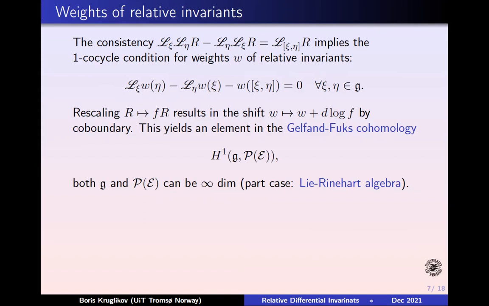Okay, so this is coboundary. So we have that W actually are one cocycles modulo one coboundary, and this identifies with elements in Gelfand-Fuks cohomology, H1(G, functions), and functions, well, specification, as I said. Of course, in this case, both G and this PE, which are polynomials on E, well, can be infinite dimensional. In particular cases, Lie-Reinhardt algebra. So when actually G is also modulo over P.